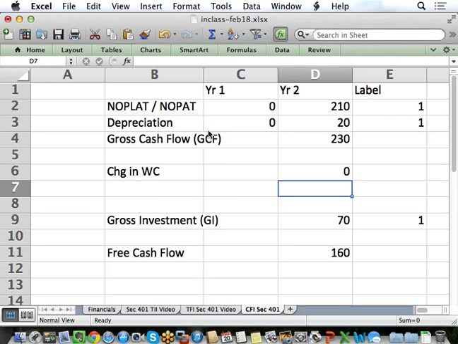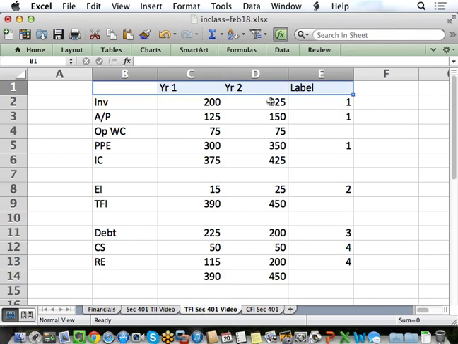Right? And I can kind of eyeball that, verify that. So for example, inventory went from 200 to 225, and that would have chewed up 25 of cash. But my payables went up from 125 to 150, so I basically didn't pay my suppliers for the inventory that I got. So there was really no impact on cash. Therefore, no change in working capital from a cash flow standpoint.